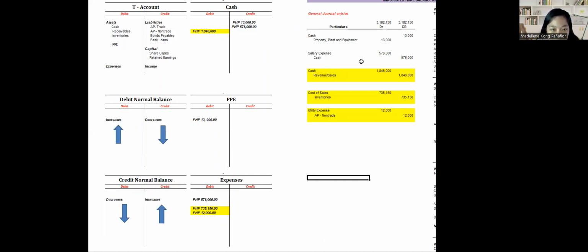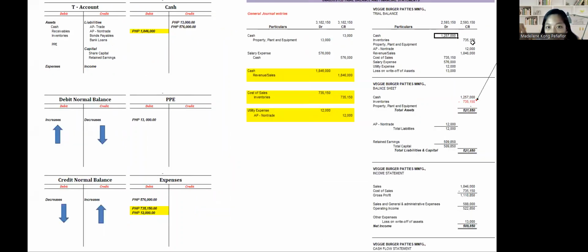So we can see here that our trial balance results to 1,257,000. How did I get that? Well, you can see here, if we go to the T account of cash, let's get the sum of the total credit and debit balances.